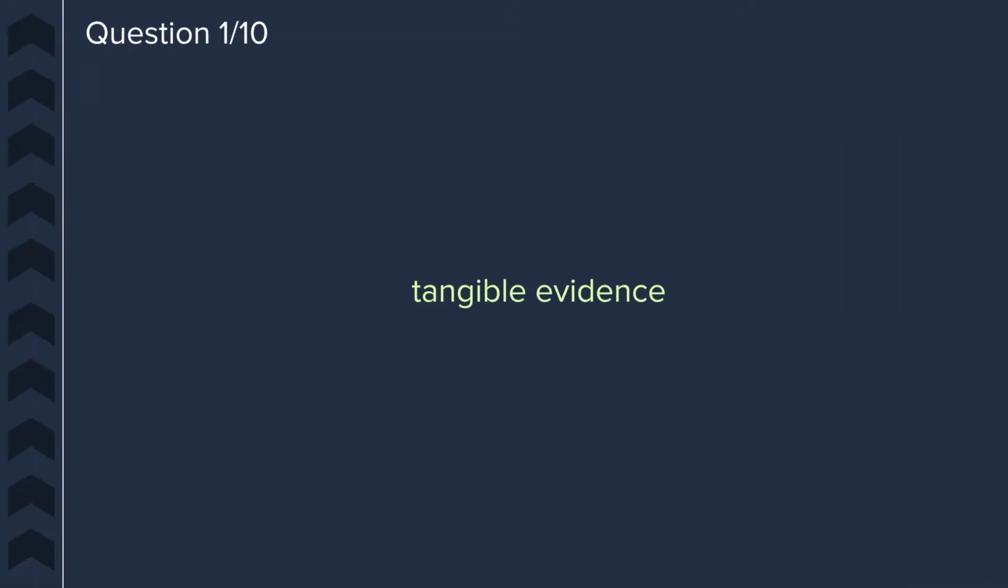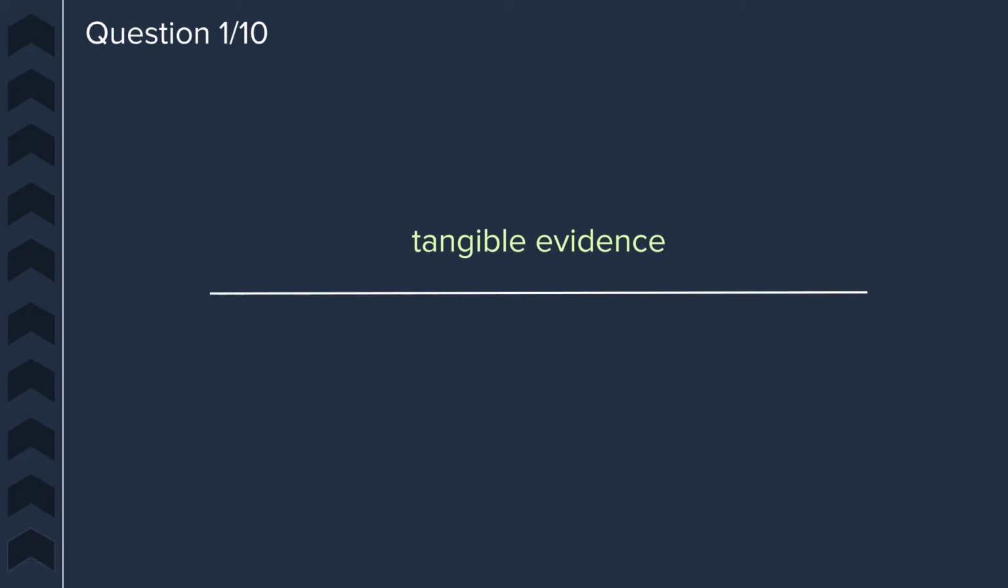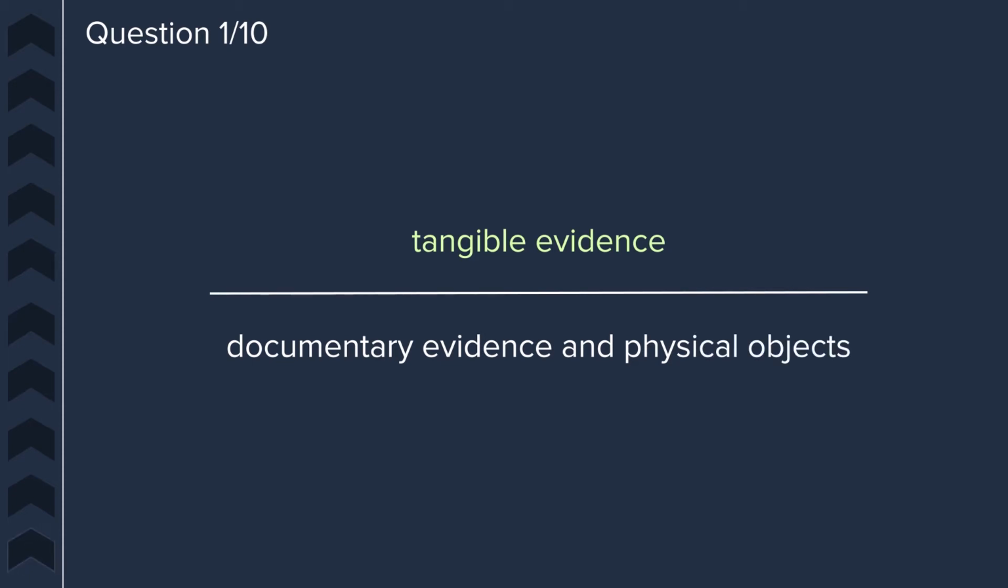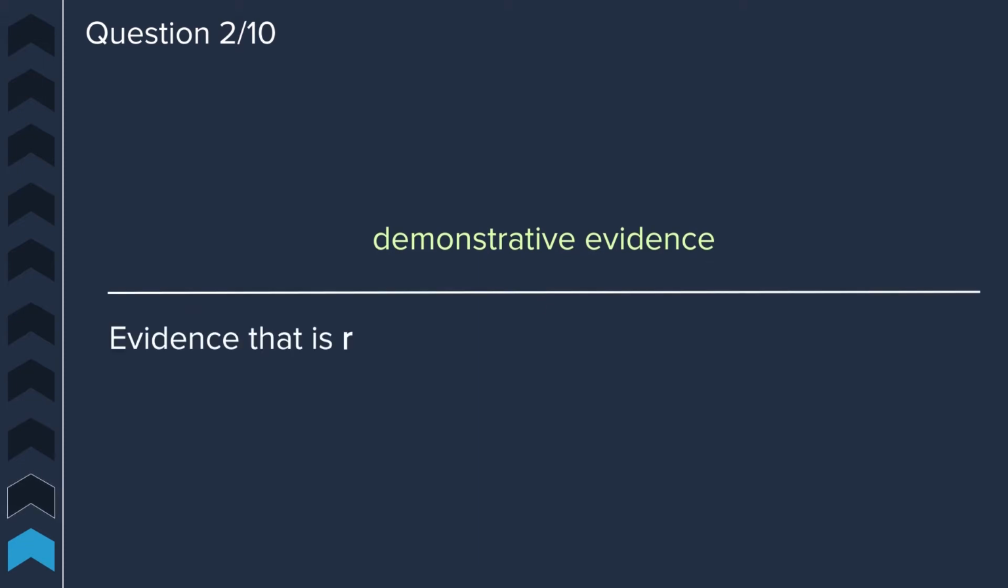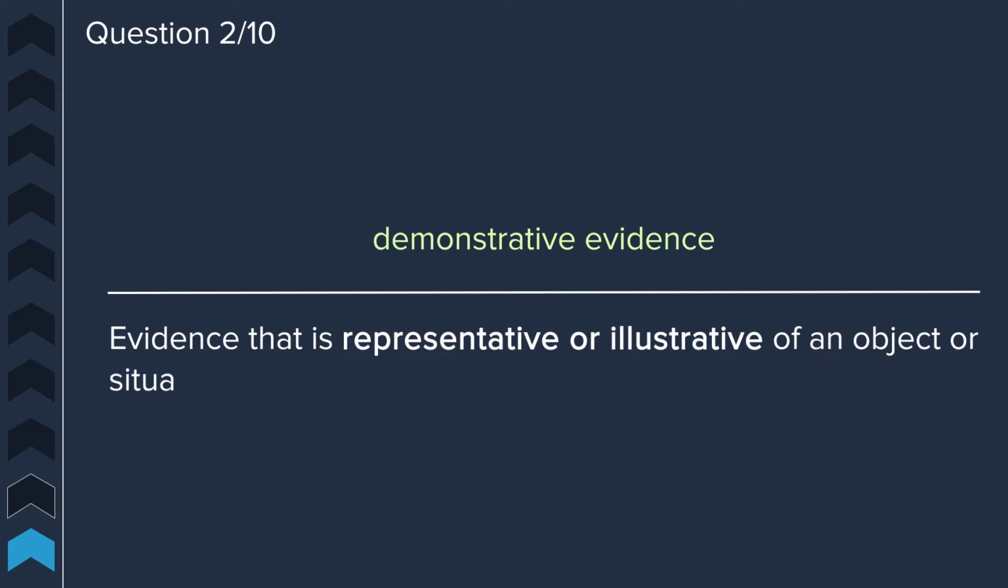Question 1. What is tangible evidence? Tangible evidence is documentary evidence and other physical objects. Question 2. What is demonstrative evidence? This is evidence that is representative or illustrative of an object or situation. For example, an animation of a car crash.